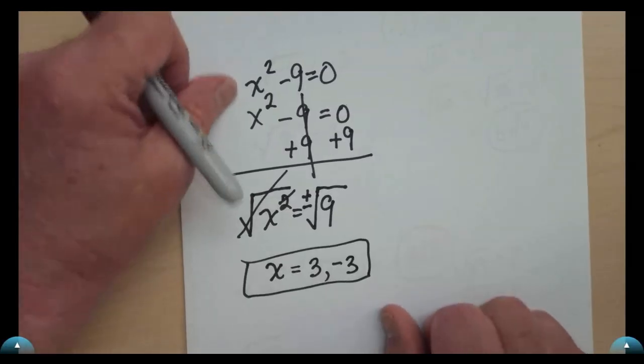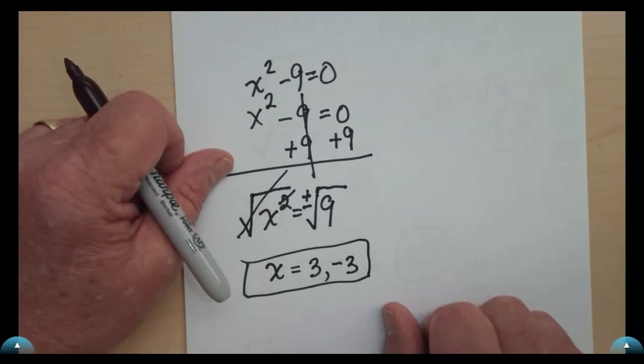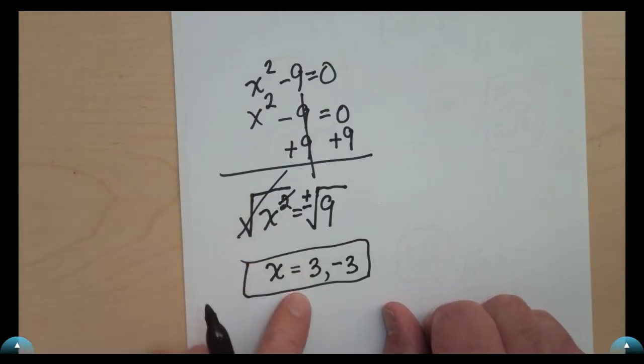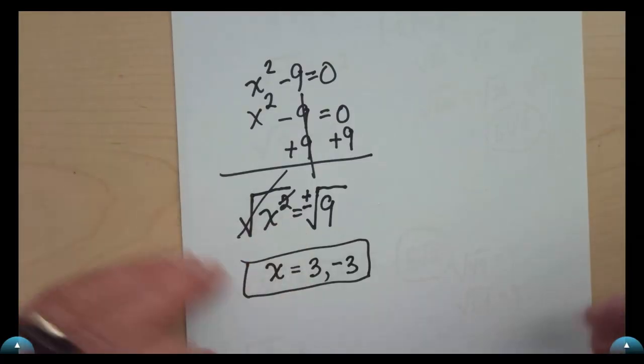At any rate, that was easy to solve, right? Once you saw that you could just get x squared by itself and then take the square roots of both sides, that gives you the solutions.